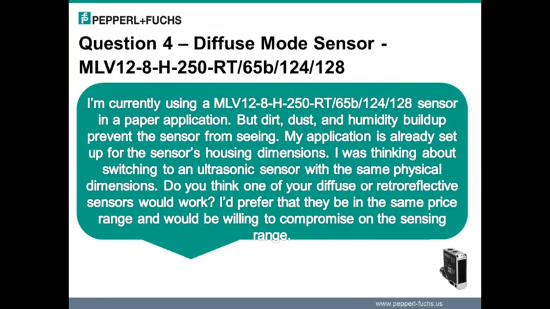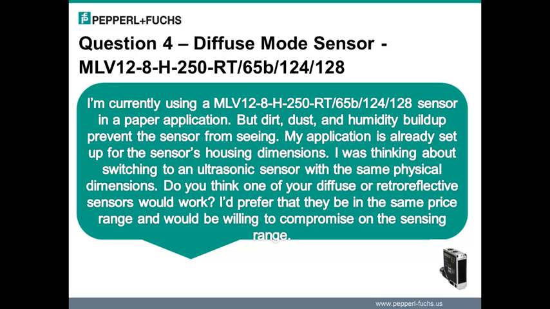For this next application, the customer is using an MLV12 series background suppression photoelectric in a paper mill application. With a tough environment, it's difficult for the sensor to see the target. However, his application is already set up for the sensor's dimensions. The customer is thinking about switching to an ultrasonic model of the same physical dimensions. The sensing range is about 100 to 200 millimeters, and he'd like to know if a diffuse or retroreflective mode sensor would work. He'd also prefer that the sensor be in the same price range, and mentions that he'd be willing to compromise on the sensing range if he needed to. Zach, what can you suggest here?